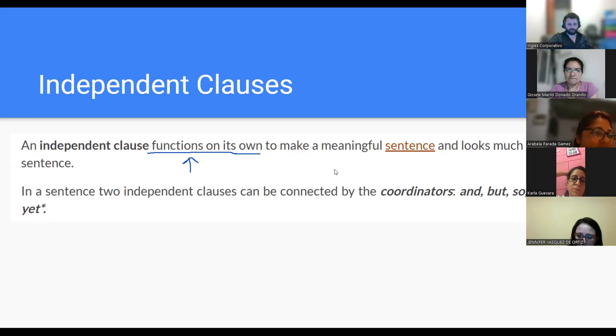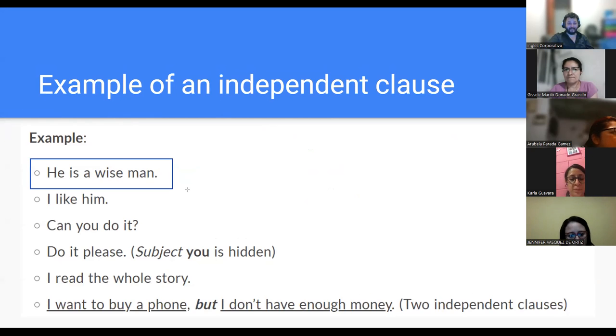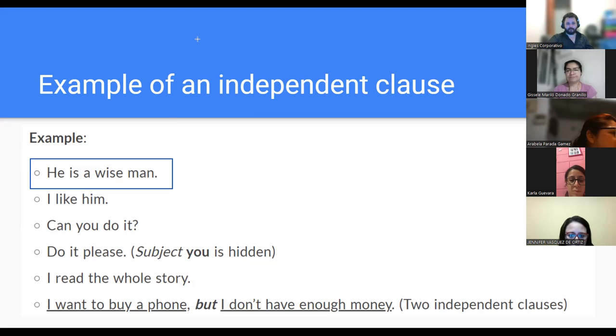So moving on. What's an example of an independent clause? An example would be, he's a wise man. Why is it a clause? First of all, why is it a clause? It contains a subject and a predicate, and the predicate contains the verb. So the subject, the verb, and the predicate together.